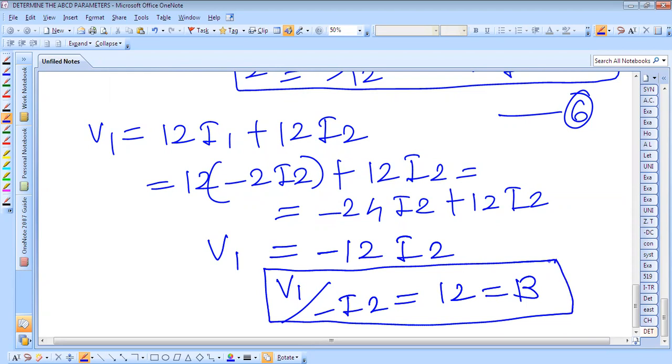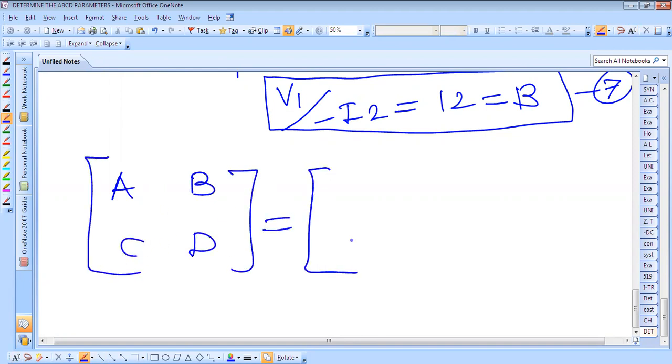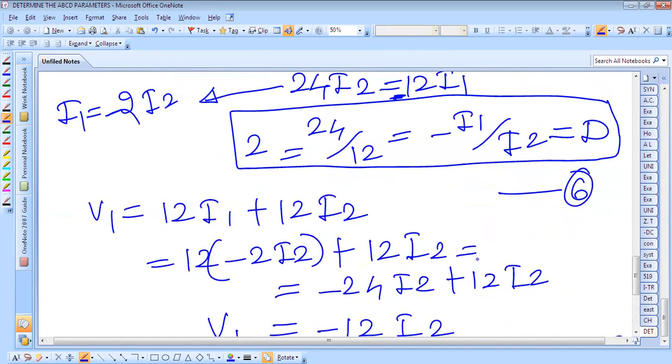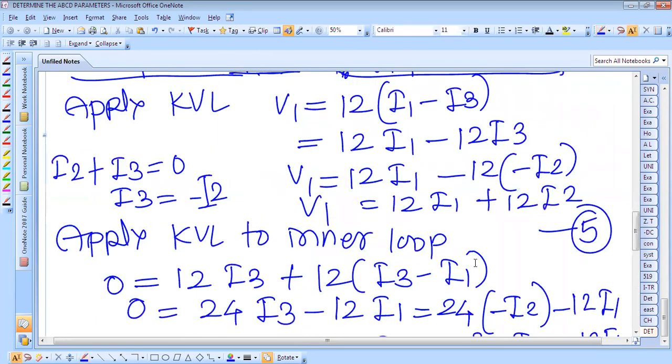So in this way we have found the ABCD parameters, which we have to put in the ABCD formula. So here A we have got 2, B is 12, and C we have got 1 by 4, and D we have got 2. So C is 1 by 4.